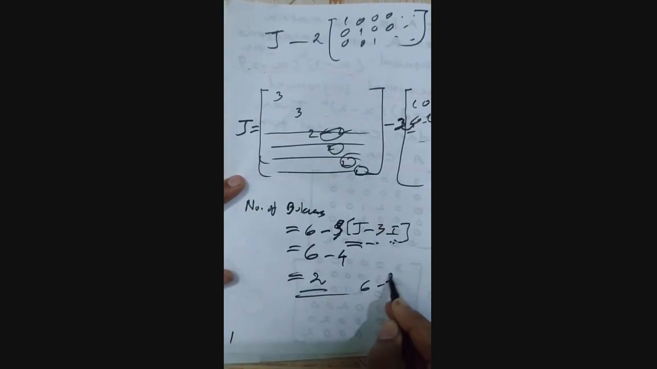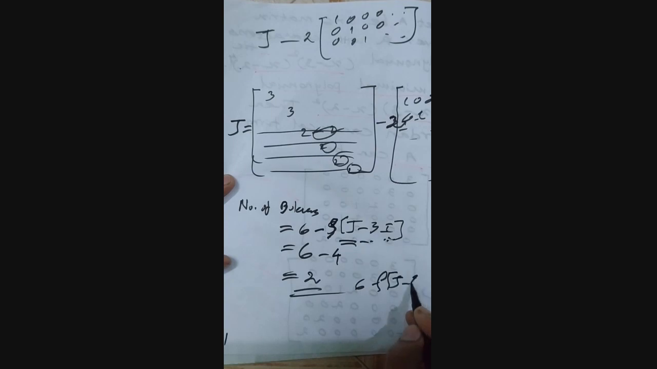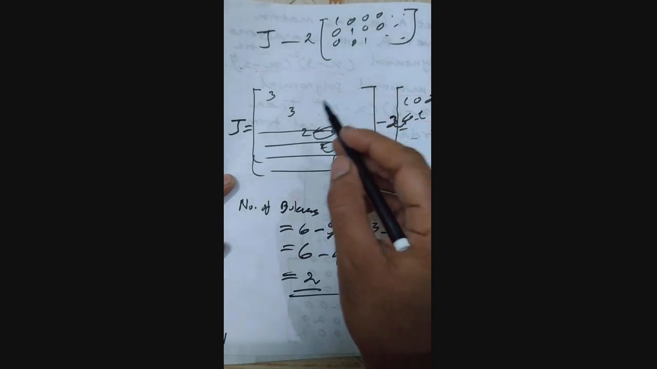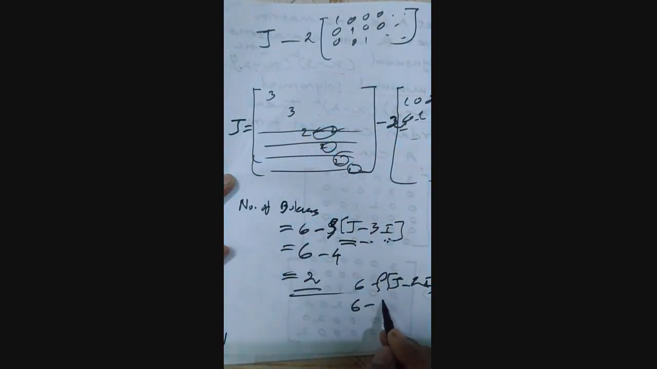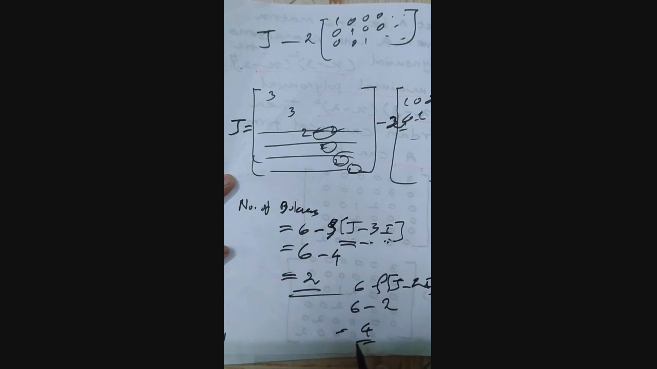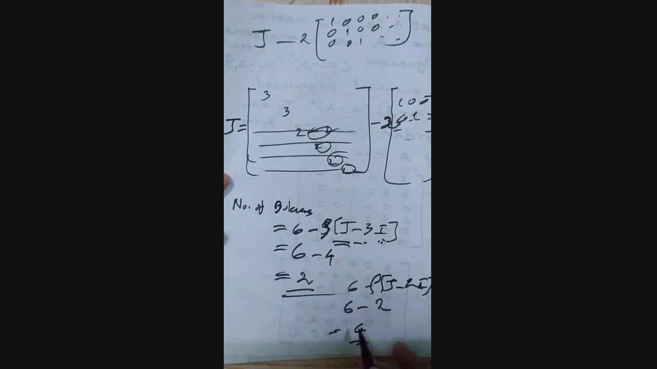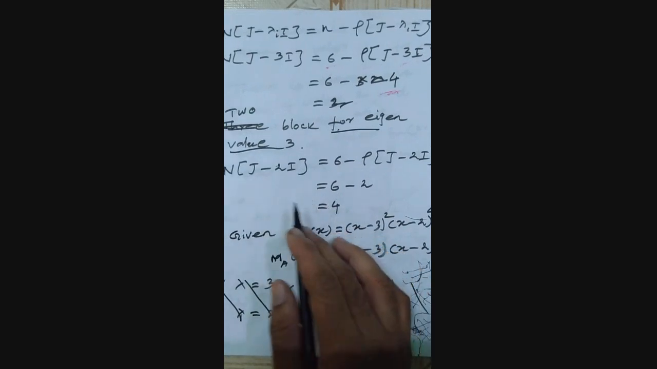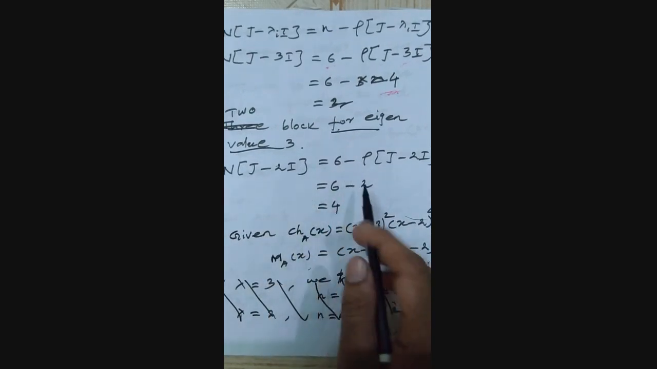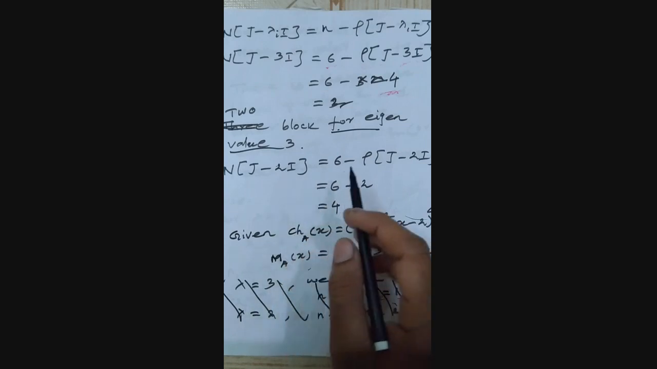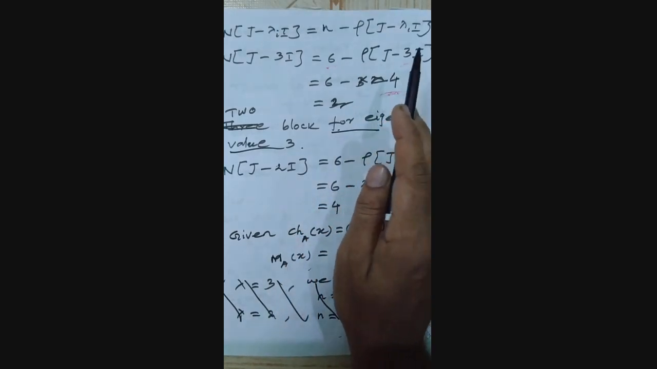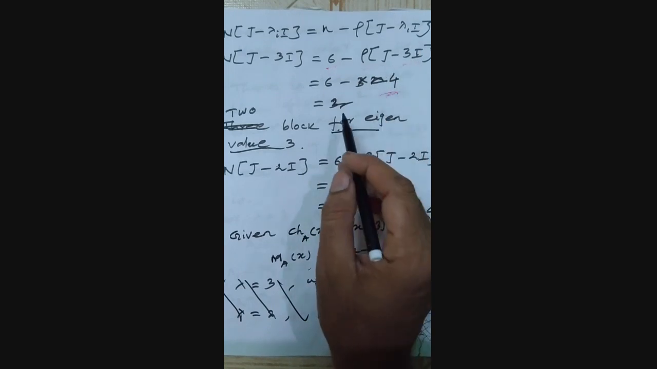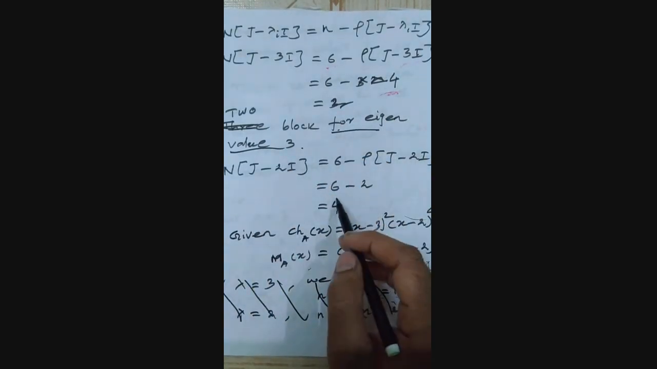That is 6 minus the rank of J minus 2I. 6 minus the rank of this, only 2 non-zero rows. So 2, so 4. Now the number of blocks, 4 for the eigenvalue 2. So that's why you are getting the 4 blocks for the eigenvalue 2. Now we found for eigenvalue 3, 2 blocks, for eigenvalue 2, 4 blocks.